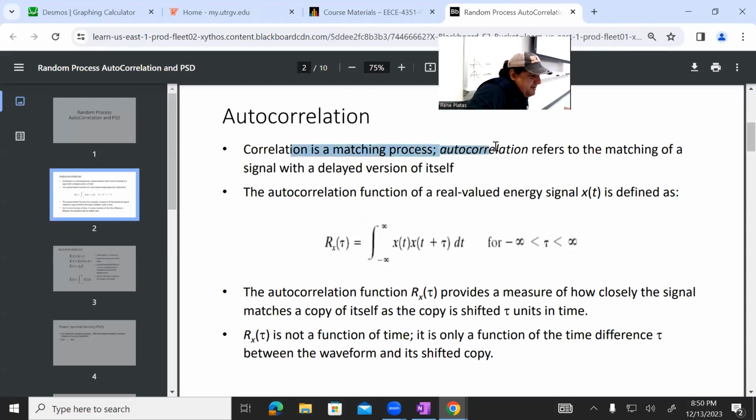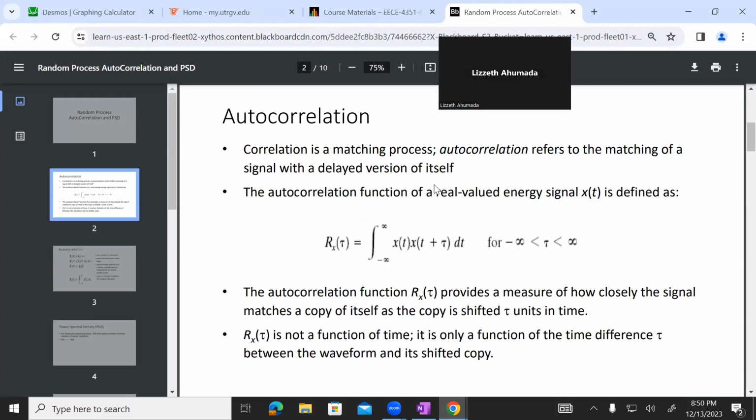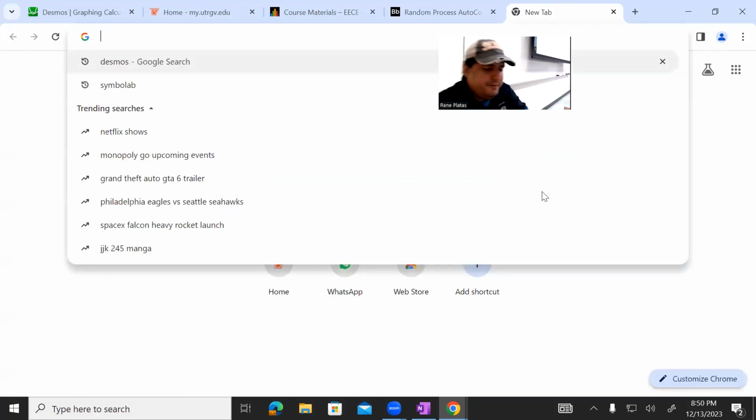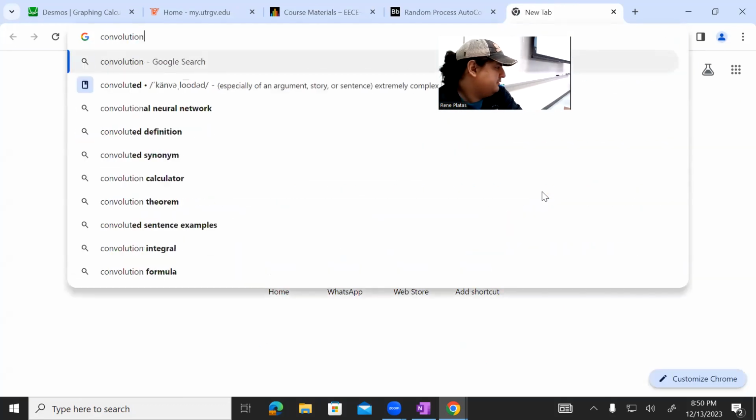Correlation and matching process: autocorrelation refers to matching of the signal with the delayed version of itself. The autocorrelation function of a real-valued energy signal, and so on. This is literally the same formula as the superposition, oh, what's the other one? Convolution. If we look at the formula for convolution.